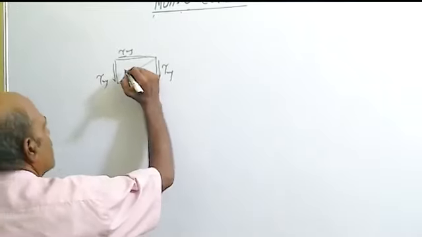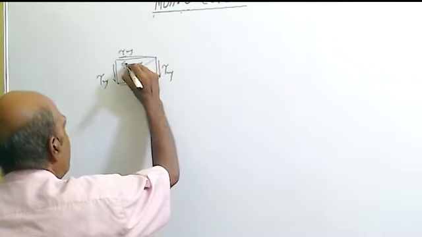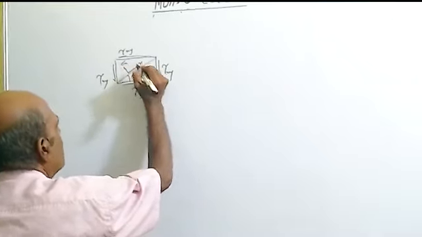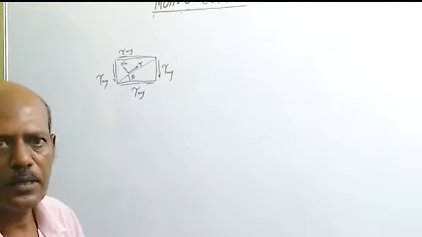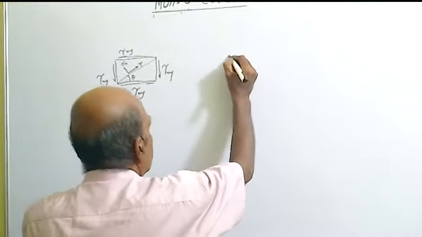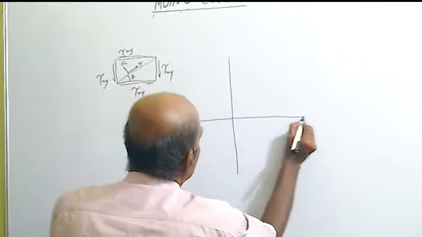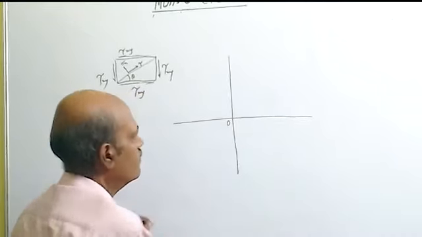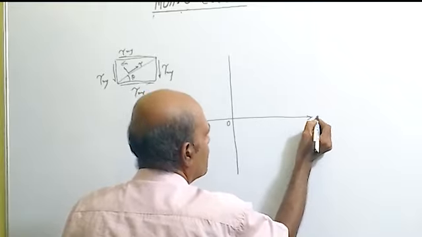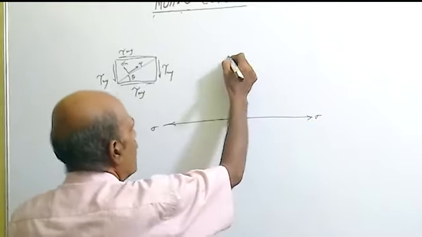Now what should be the stress condition on the inclined plane? That is sigma n and tau. So we will calculate it using the Mohr circle. For this, draw the Mohr circle. First draw the axes. This is the origin, the sigma axis, then this is the tau axis.